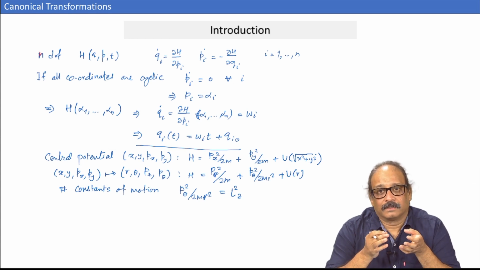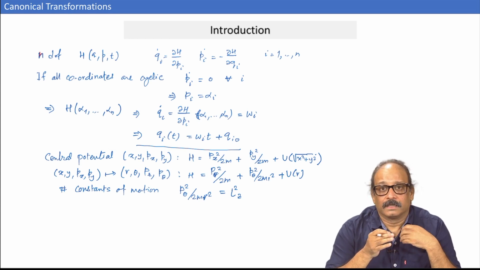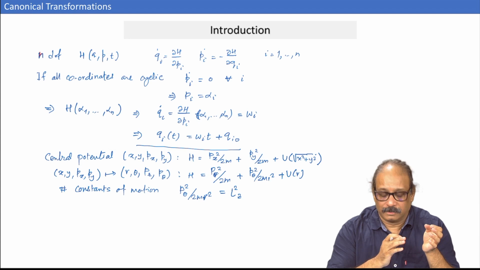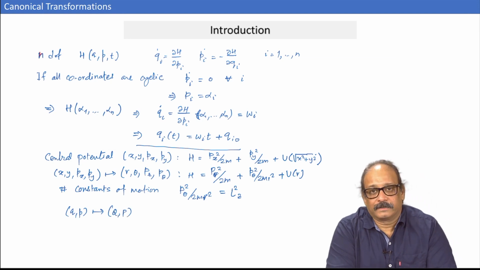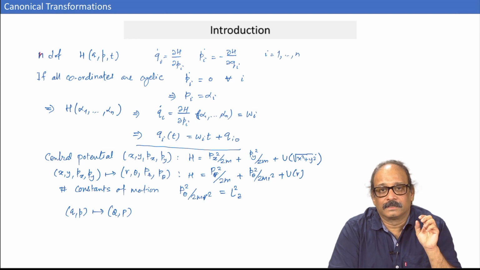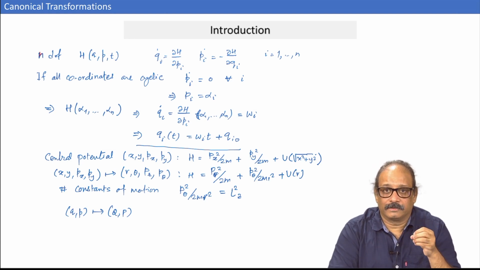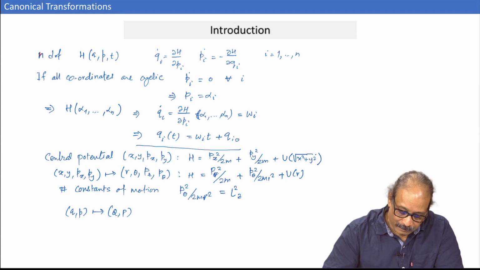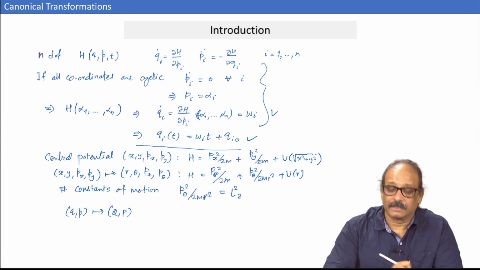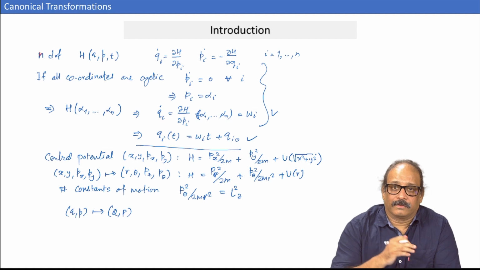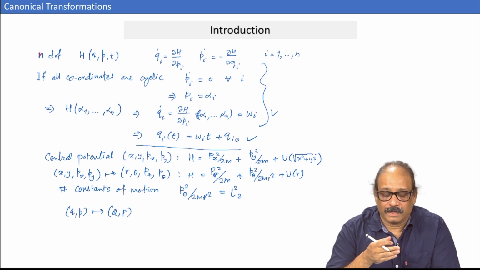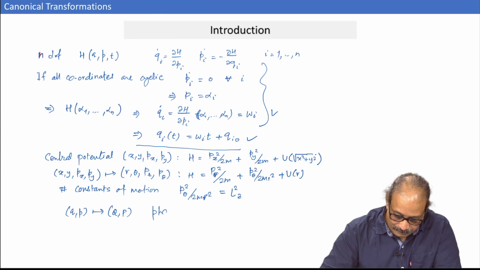Now, this opens up a question: can I find a transformation from the old coordinates to new coordinates, such that all the new variables are cyclic variables? If we can do that, then the problem becomes trivial and it can be solved in this way. It can be completely solved in terms of the initial conditions there. Okay. Now, remember these are the transformations in phase space.